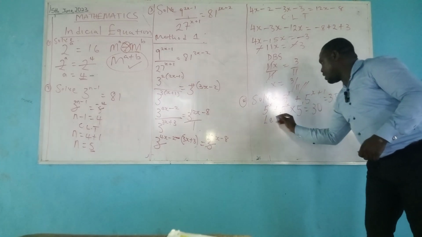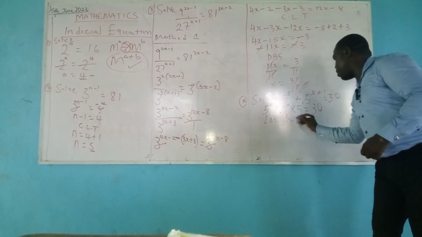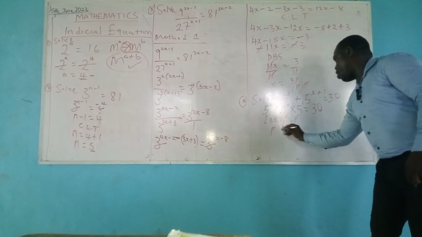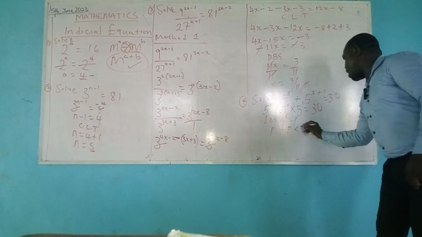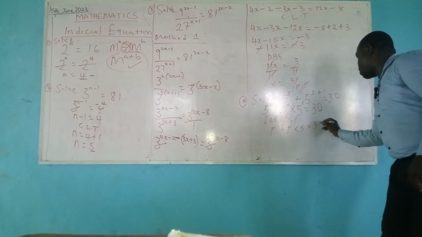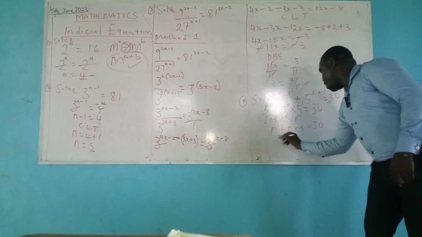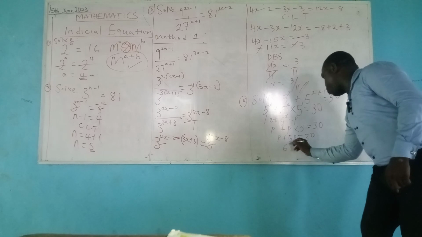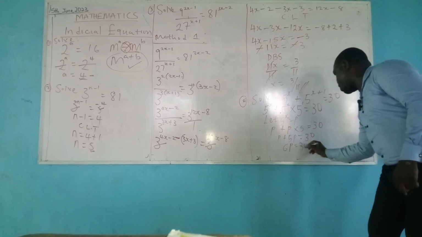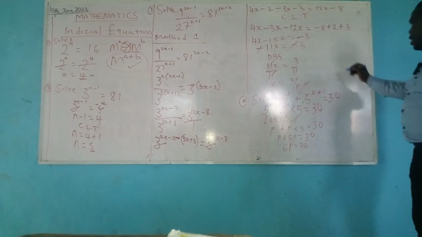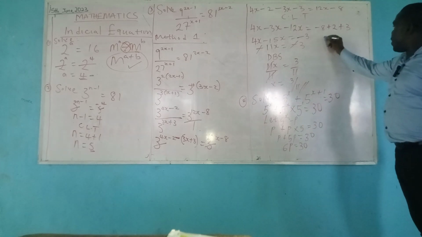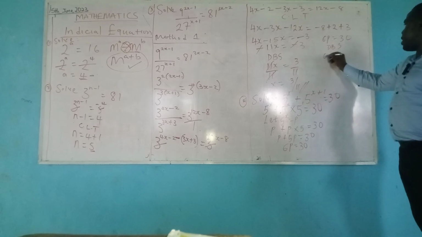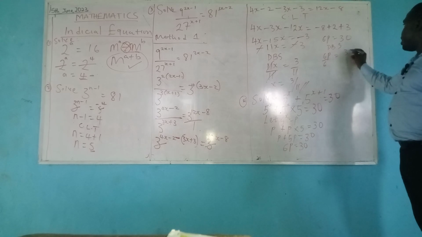So I will say, let 5 raised to power x be equal to P. Meaning anywhere I say 5 raised to power x, I will put P there. So you have plus P times 5 equals 30. So that I will have P plus 5P equals 30. And here this means 6P equals 30. Okay, I'm sure this is clear enough. Now we have 6P equals 30. Divide both sides by 6. So that gives us 5.